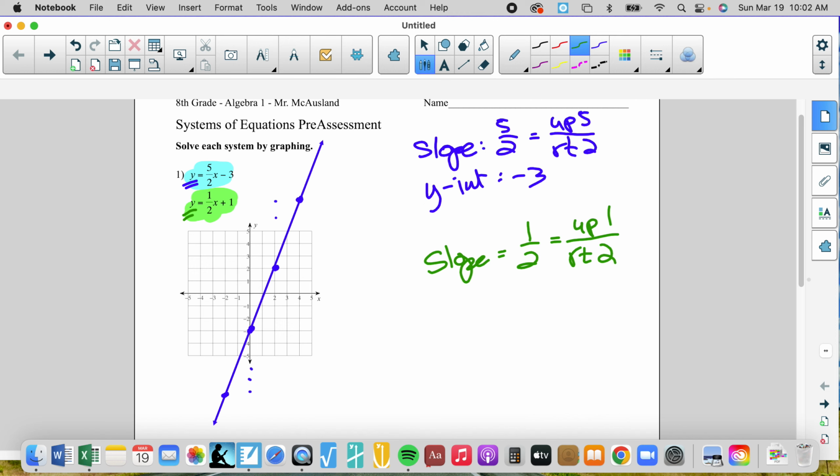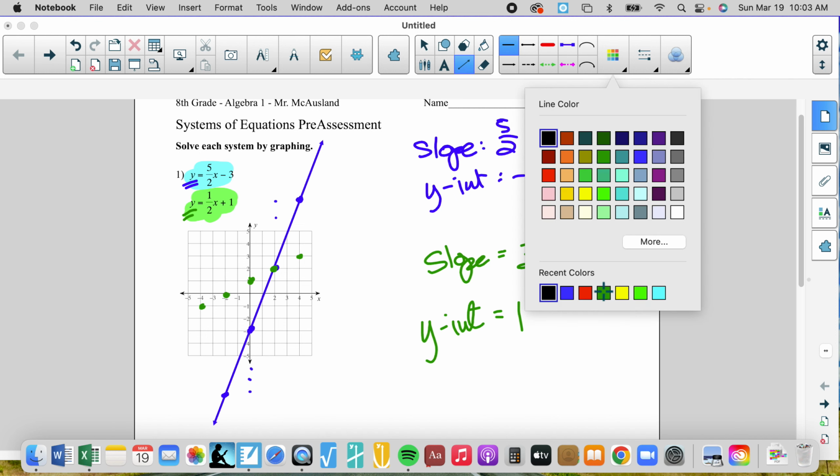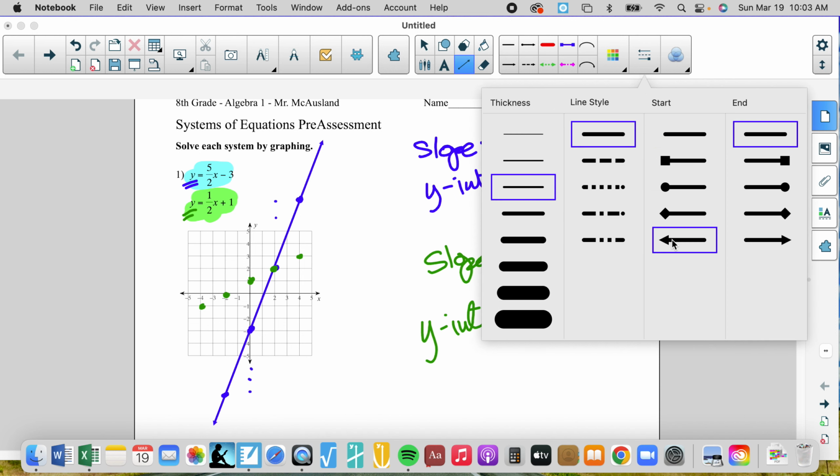Now I don't have a location to go up 1 and right 2 yet. I got to find a point. And the point that we're going to pull is the y-intercept, which is 1. So I'm going to go to my y-intercept. It's where the line crosses the y-axis. And I'm going to go up 1, right 2. Or down 1, left 2. And I'm going to draw a line. Let's put arrows earlier.